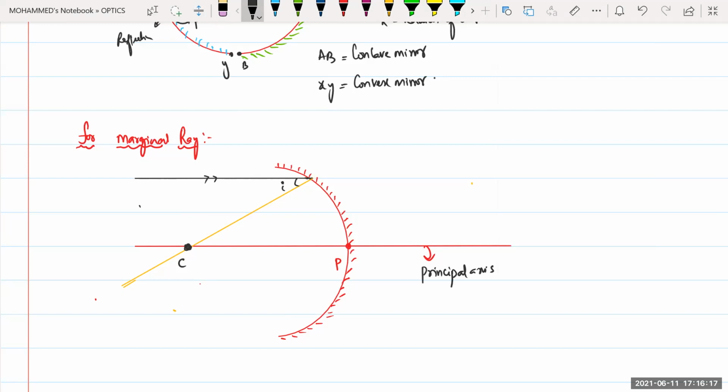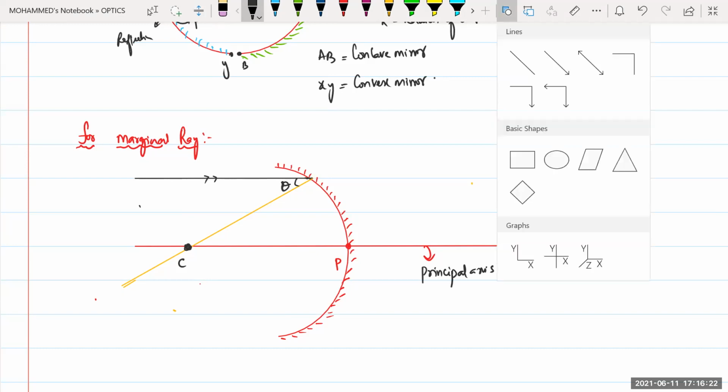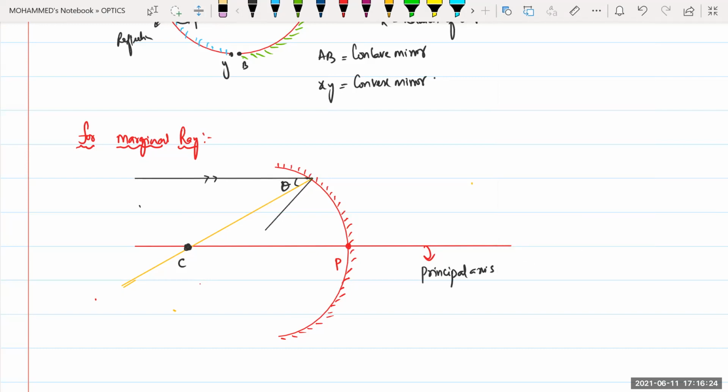Now see here, if I'm taking this angle of incidence as theta, with whatever angle it is incident, with the same angle it will be reflected back. So this one will be equal to theta. This yellow line is nothing but the normal. Make sure that the normal must always pass through the center of curvature, that is nothing but C.